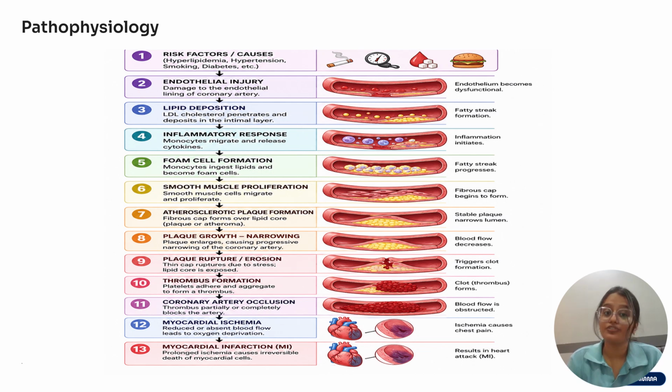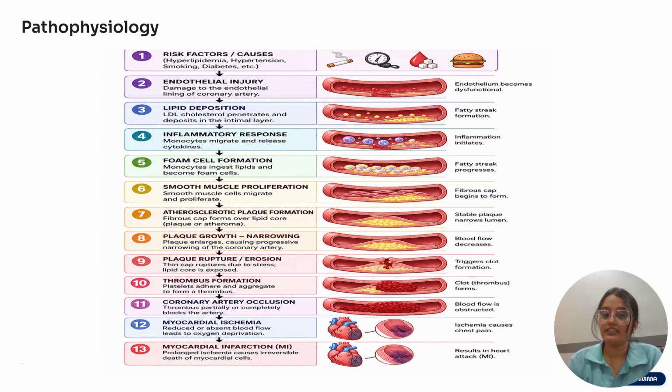Fifth is foam cell formation. Monocytes ingest lipids and become foam cells, with a foam-like structure. And then smooth muscle proliferation: smooth muscle cells migrate and start to proliferate. Atherosclerotic plaque formation: a fibrous cap forms over the lipid core. Plaque growth and narrowing: as the plaque grows, the lumen becomes narrowed and the blood flow is restricted.